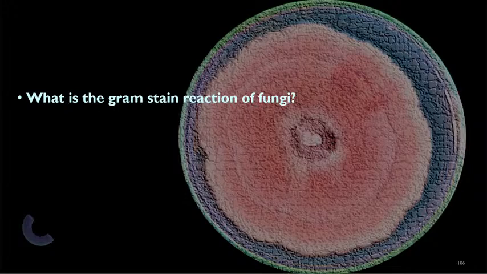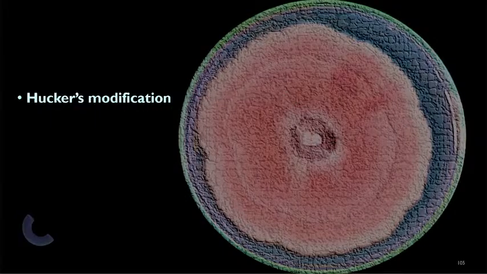Baka kasi mamaya ma-confuse kayo. Bakit kailangan pa ni Sir Manuel mag-discuss ulit ng gram staining? Wag na, okay? Yung Hucker's modification, meron lang KOH para ma-destroy yung other interfering substances or structures. Alright? So, clear? Hindi ko na kailangan i-explain yung Hucker's modification.